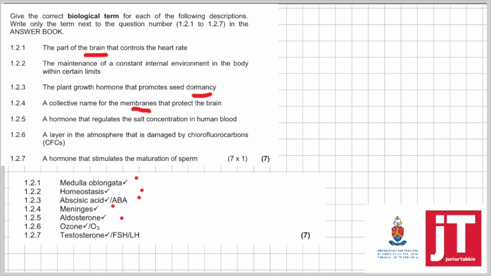Obviously, aldosterone. 1.2.6 is on human impact, and if you don't mind, grade 12s, I will ignore it as human impact is not in your syllabus anymore. 1.2.7, a hormone that stimulates the maturation of sperm: testosterone, or FSH or LH. In 2015, human impact was still part of the syllabus, and now it's been removed.